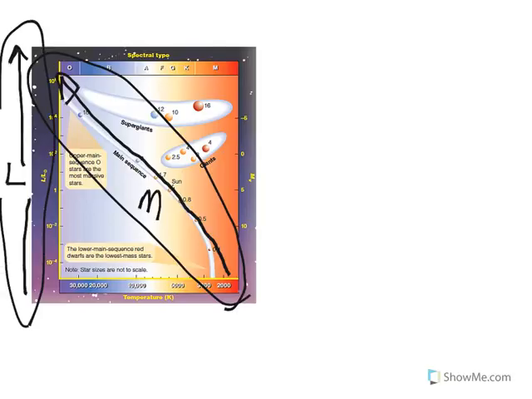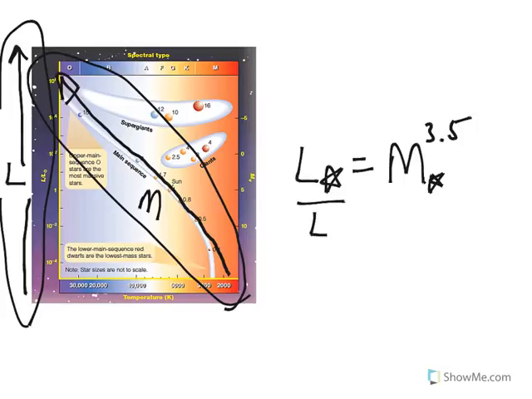So we have a relationship between mass on the main sequence to luminosity on the HR diagram. That relationship is: the luminosity of the star relative to the luminosity of the sun is equal to the mass of the star relative to the mass of the sun, to the 3.5 power. This is the mathematical form of the mass-luminosity relationship of stars on the main sequence of the HR diagram.